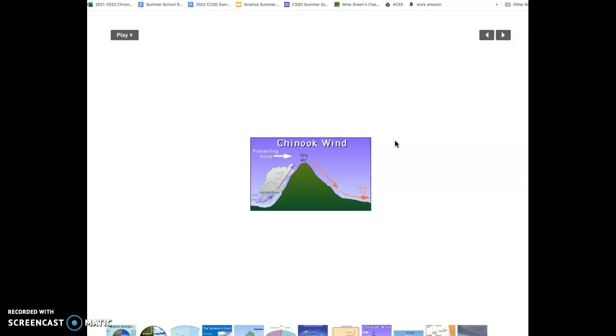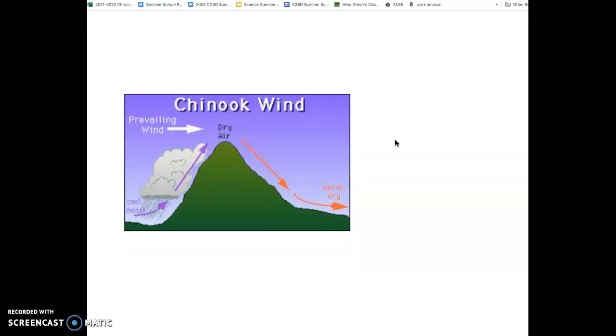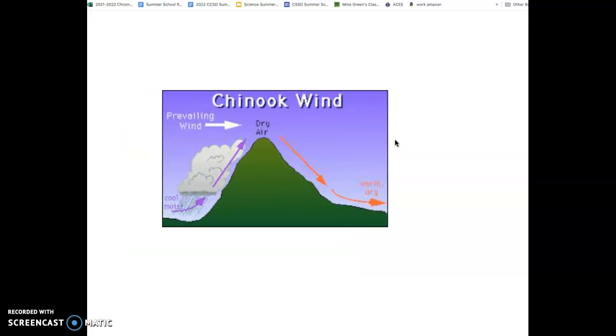So point to the mountains. Ready? Okay, point to the mountains. That is where the warm, dry air comes from. So we have the ocean over here. And it can probably happen in other places, but we know about it in Calgary. Very exciting.